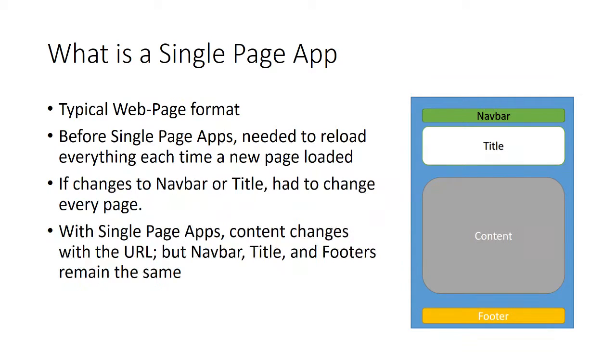So a lot of the new frameworks do what are called single-page apps, and what they do is they have one file with your nav bar, title, and footer, which can be changed, and then they'll change the content based on the URL. So that's why I'm talking about routing today. Routing is how to change content.